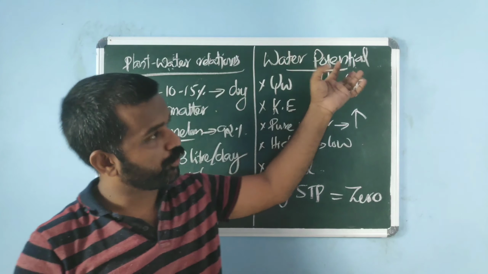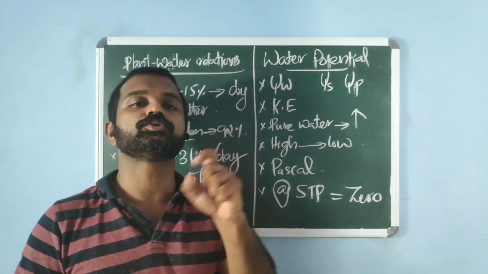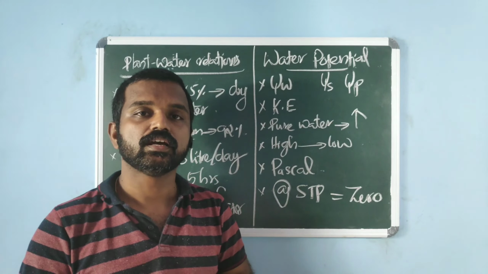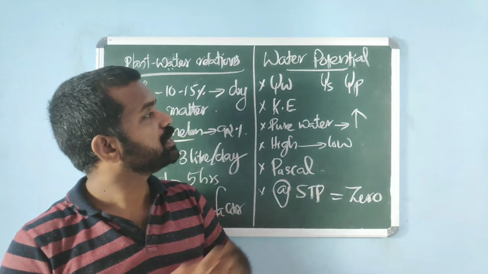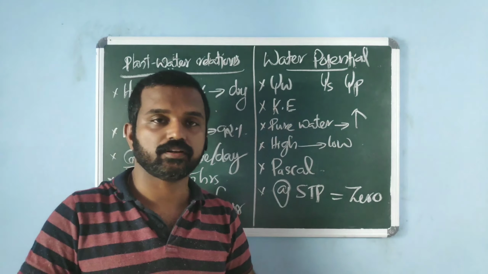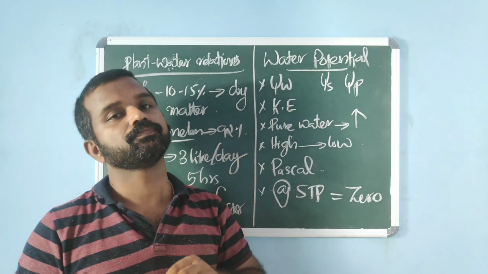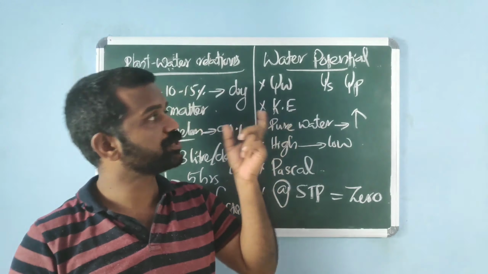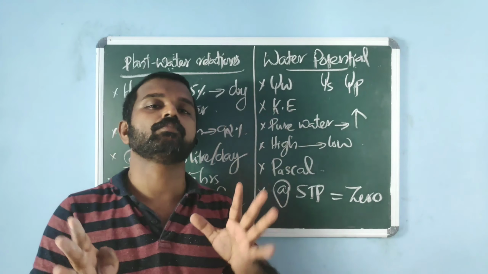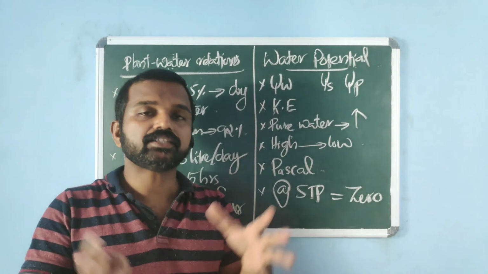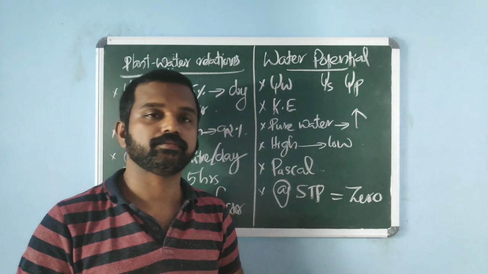Next, about water potential. Water potential is a concept fundamental to understanding water movement. The two important components of water potential are solute potential and pressure potential. Water potential is denoted by the Greek symbol psi. Psi W is water potential, psi S is solute potential, psi P is pressure potential. It is nothing but the kinetic energy of water molecules. And water moves from a region of higher potential to a region of lower potential.